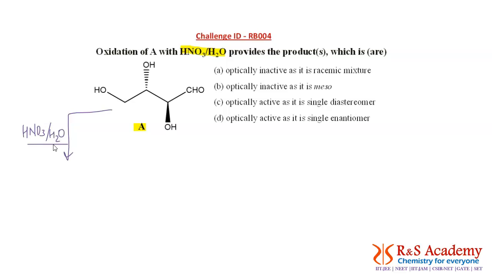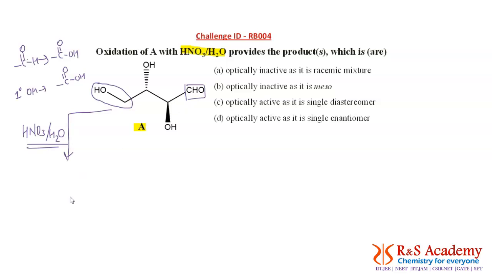H2O. As we know, HNO3/H2O is an oxidizing agent, and this oxidizing agent will convert the CHO group, the aldehyde group, into carboxylic acid, as well as primary alcohol also into carboxylic acid. So in this case we are getting the product. Here there is a CHO group present and one primary alcohol is also present.